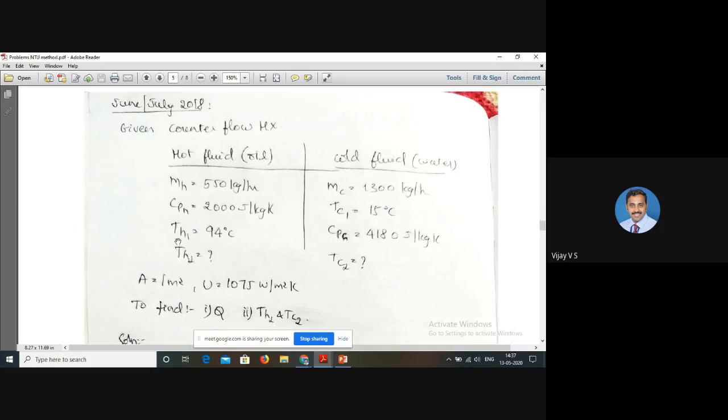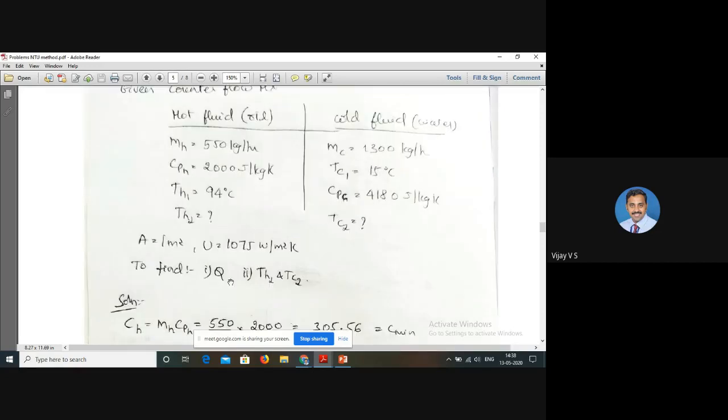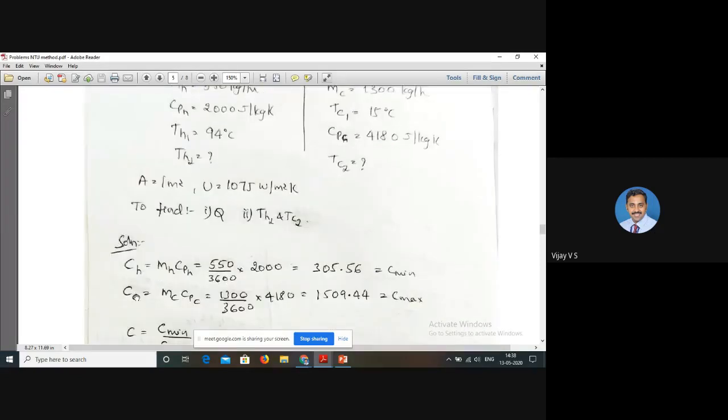So you should find the outlet temperature of both the fluids. Area is given, the overall heat transfer coefficient is directly given. So find the outlet temperatures and also the heat transfer rate. Again the same method, find CH and CC, MH CPH, MC CPC, divide by 3600.